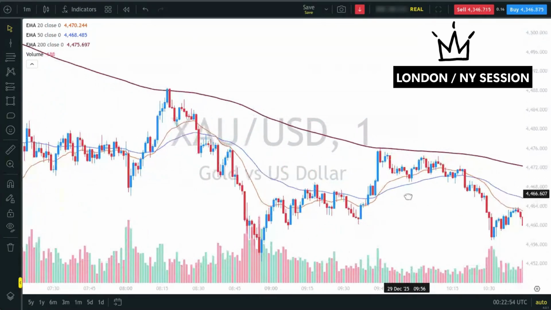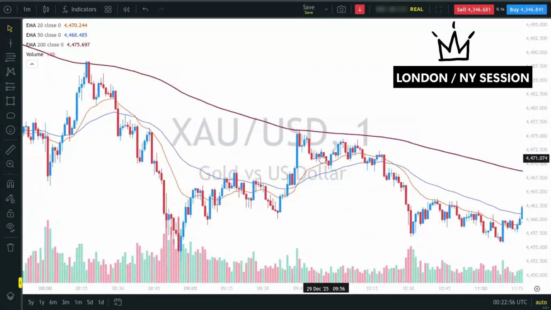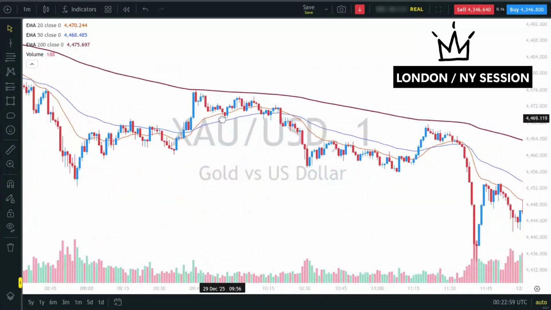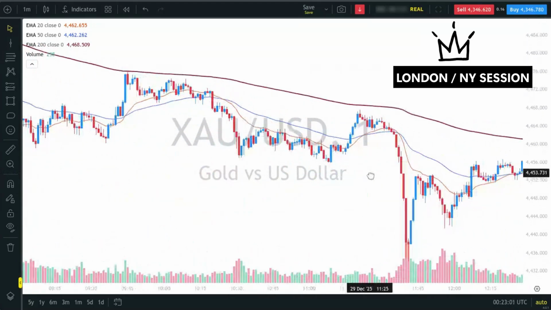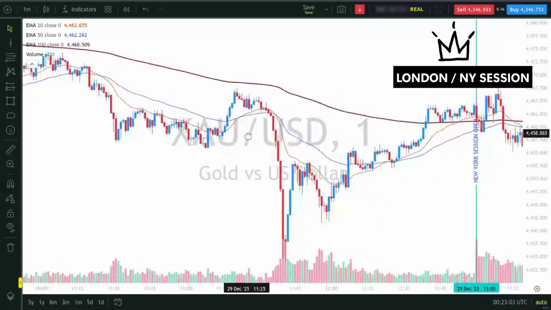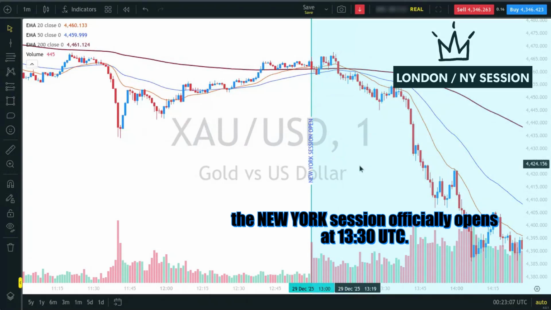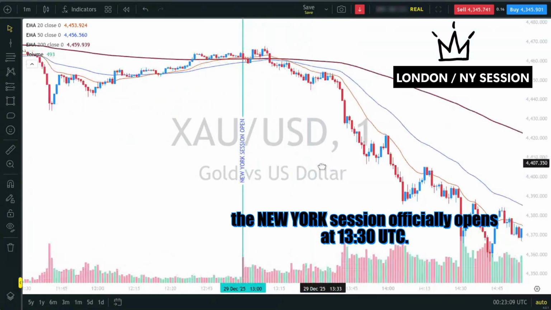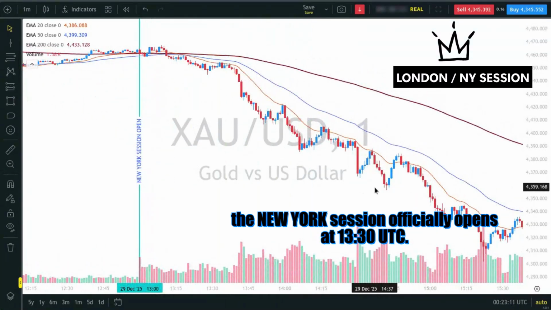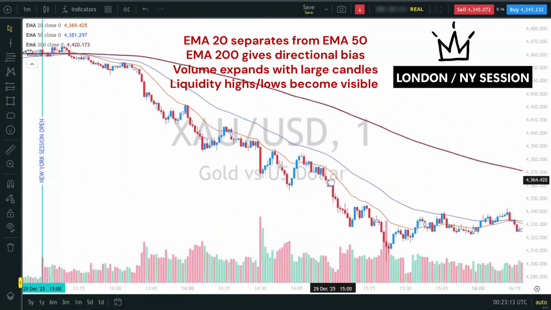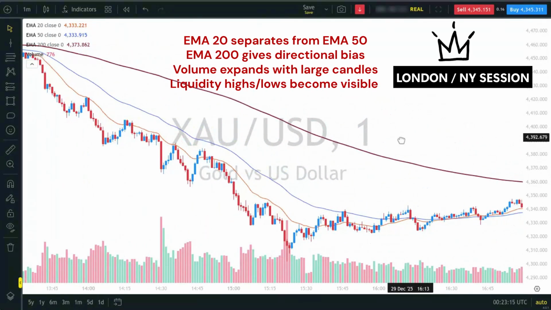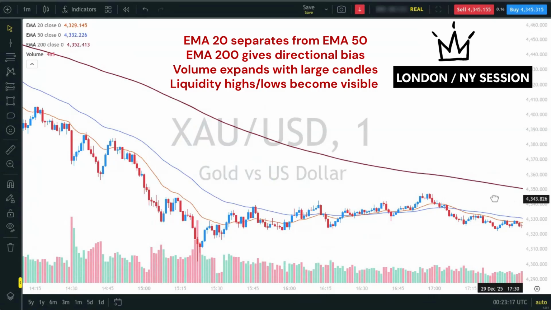Now look at the candles. They are bigger. They are cleaner. Volume is expanding. This is not random movement. This is institutional participation. And now we can clearly see equal highs and equal lows. That's where liquidity exists. I do not force volume into my routine. Volume comes to my routine.